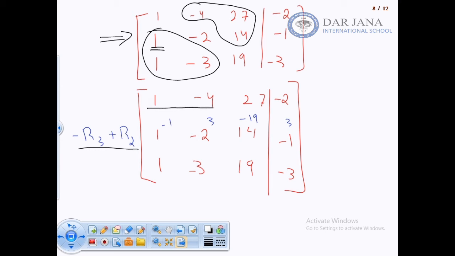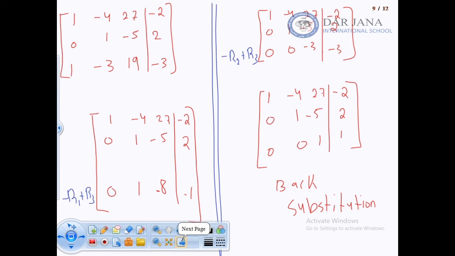So I will write the first row and the third row as they are, and then I do the operation on R2. Because if I multiply R3 by negative 1, I will have negative 1, 3, negative 19, and 3. Add it to R2. 1 plus negative 1 is 0. Negative 2 plus 3 is 1. 14 plus negative 19 is going to be negative 5. And negative 1 plus 3 is going to be 2.